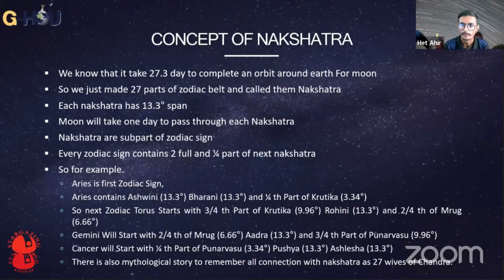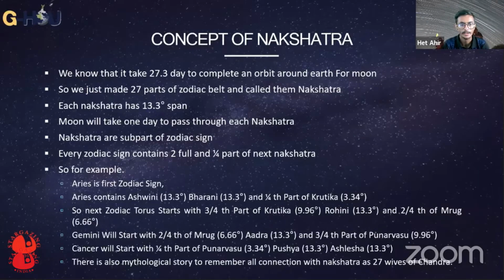There might be a question: are nakshatras different? But no, nakshatras are not different. They are a subpart of the zodiac signs. For example, we all know that there are 12 zodiac signs, and here we have 27 nakshatras. So every zodiac sign will contain 2 full nakshatras and 1/4 part of the next nakshatra.